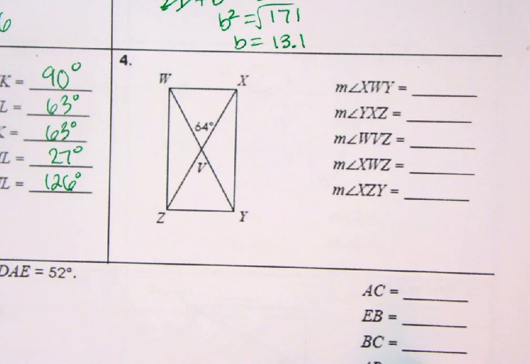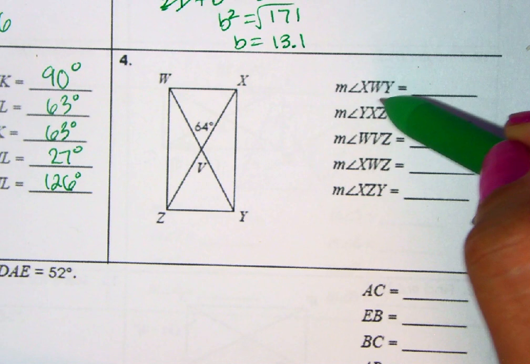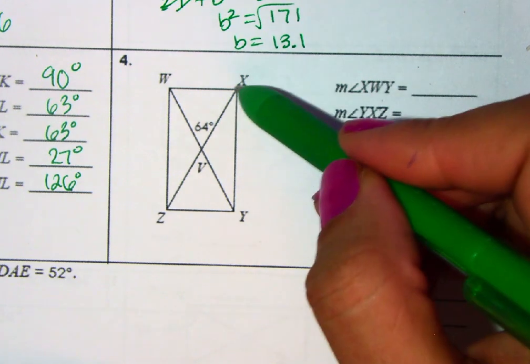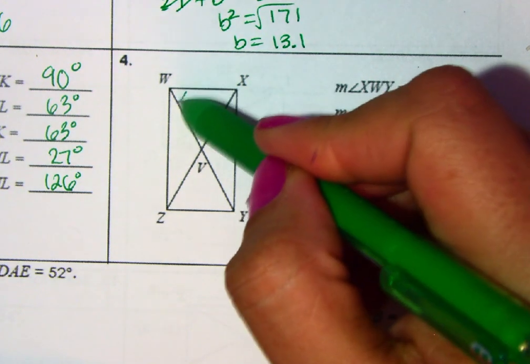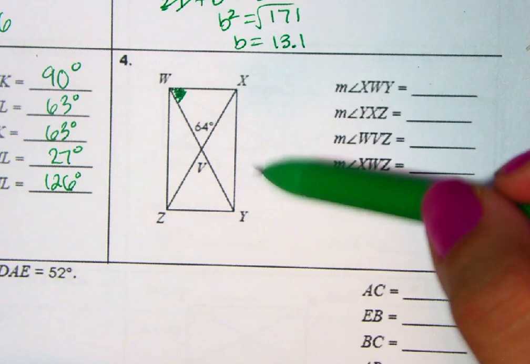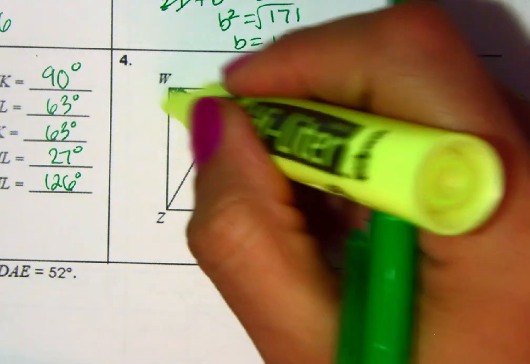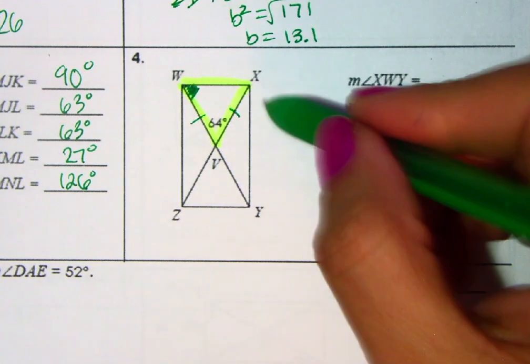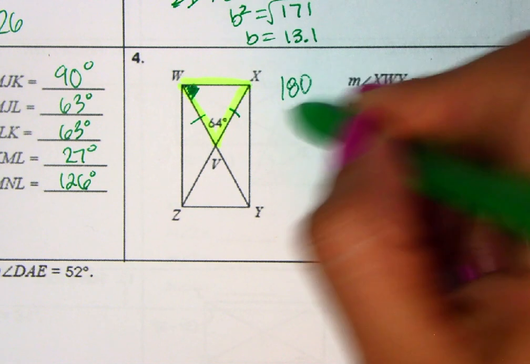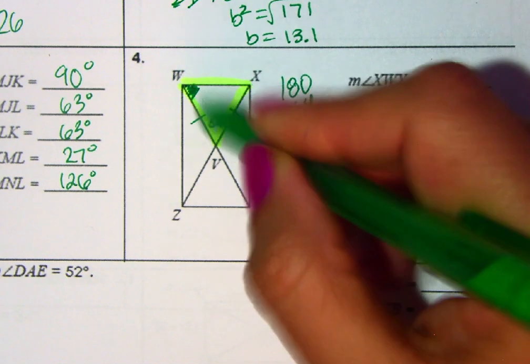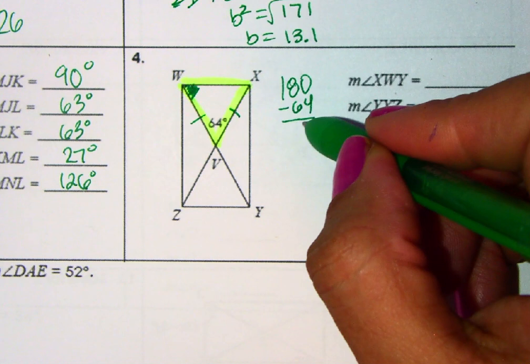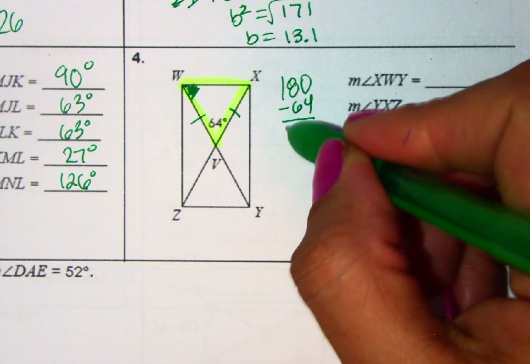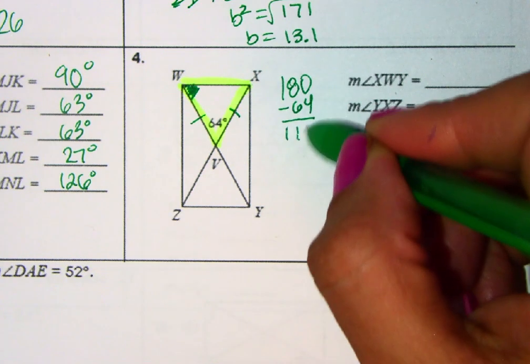All right, let's try number 4. We have XWY, which is this corner right here. And based on the conversation we had on the previous problem, this creates an isosceles triangle. So if we know the whole thing is 180, we subtract the 64 from this triangle, and then that gives us 116.